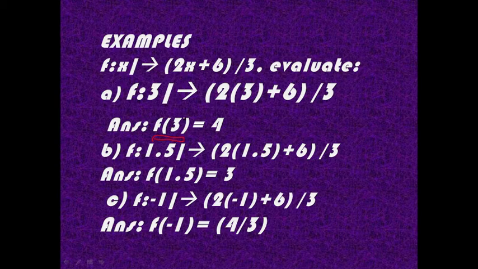So therefore, 2 into minus 1 plus 6, divided by 3. 2 into minus 1 will be minus 2. Minus 2 plus 6 is 4. And 4 divided by 3 would be your answer. So you can either leave it like that or solve it. The best way would be solving it fully, because for most of you, you would be expected to solve it to the end.